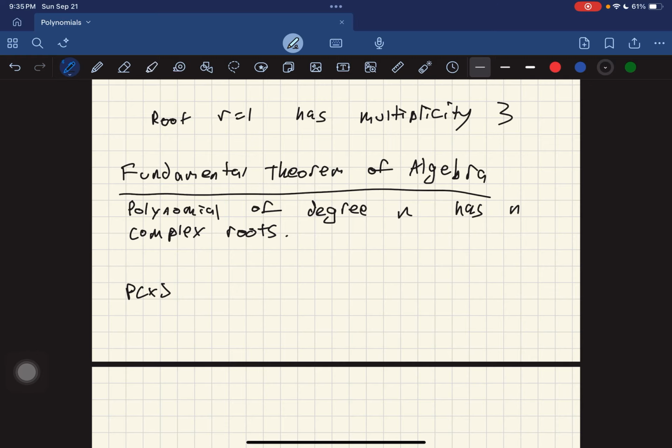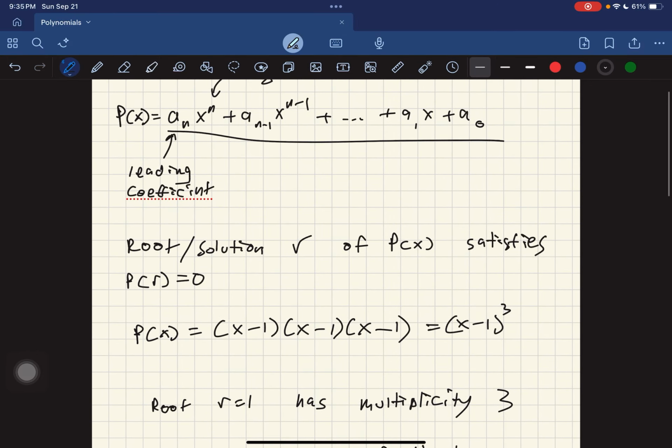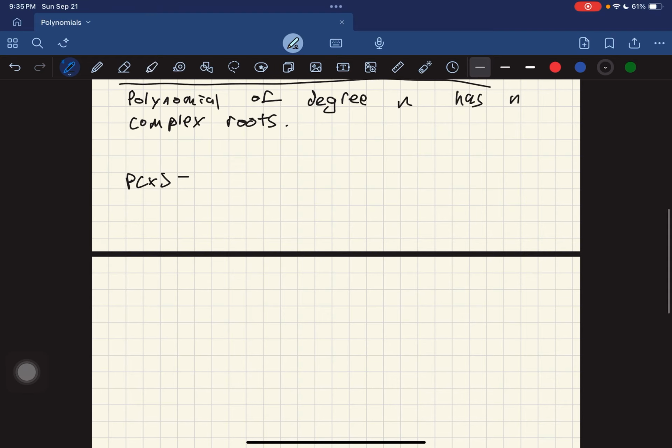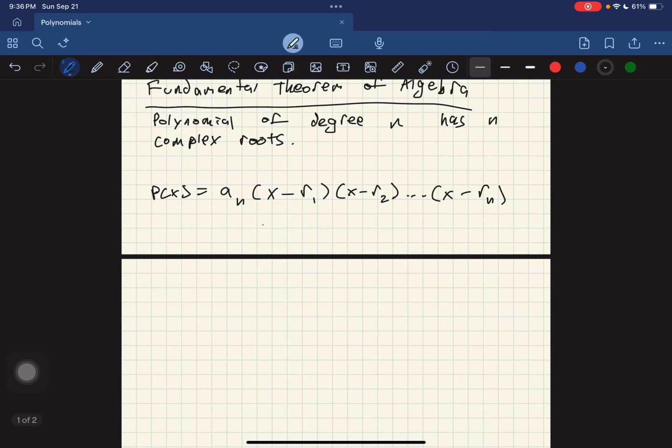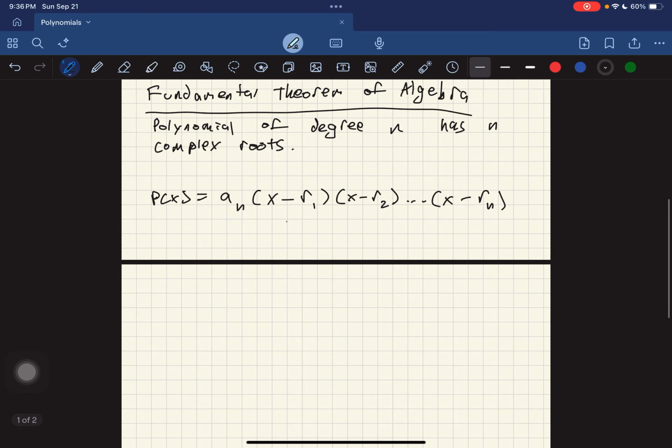Let's go back to p of x. All polynomials, including this one, can be written as a_n times (x minus r1) up to (x minus rn). This is the factored form of a polynomial, and the reason we can write this is that these r's represent the roots. These are the n roots of a polynomial of degree n.